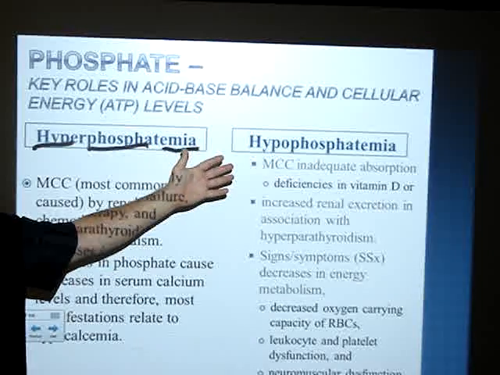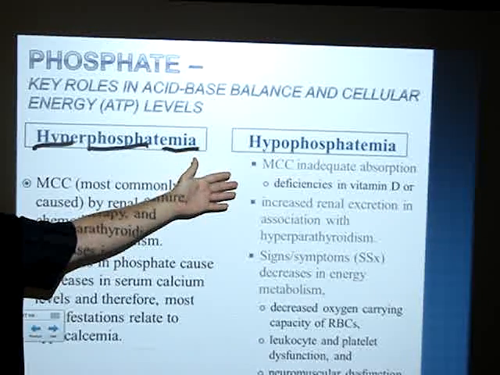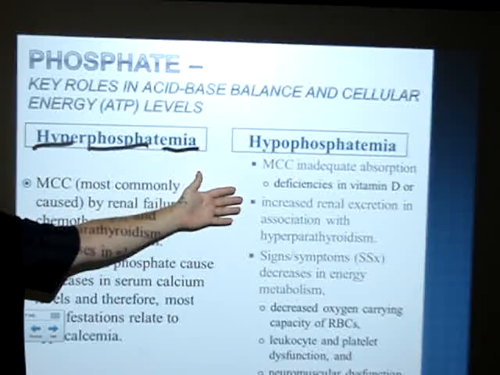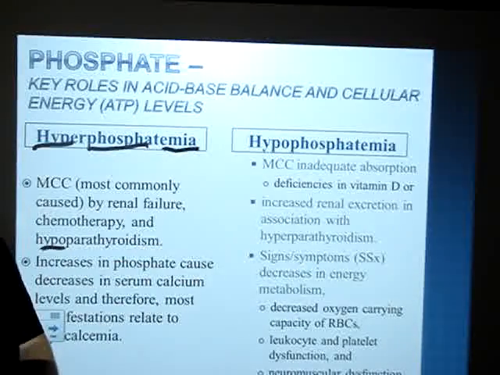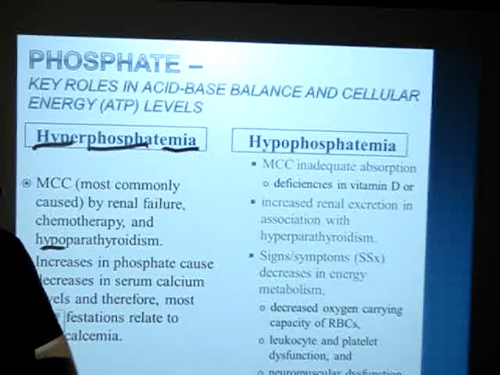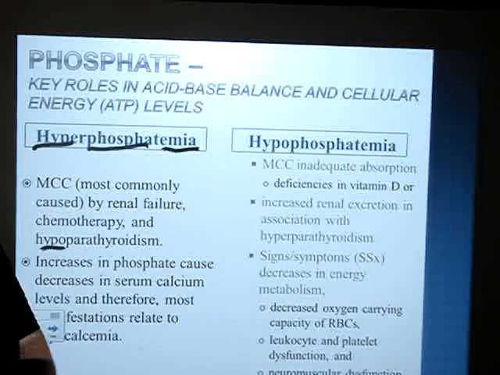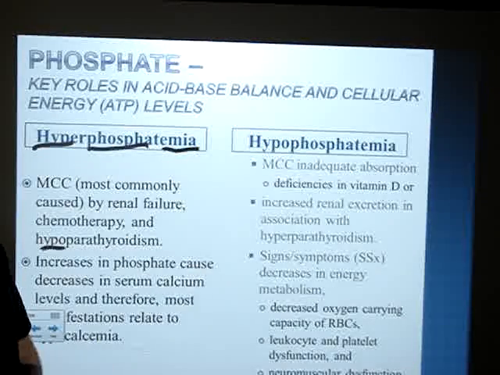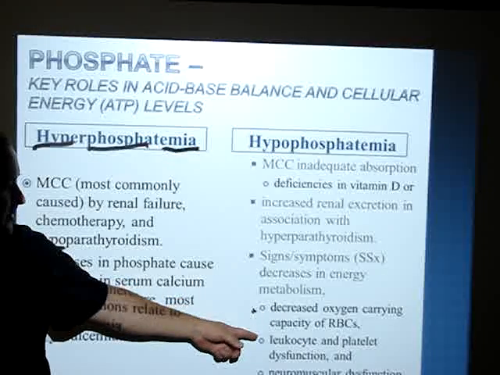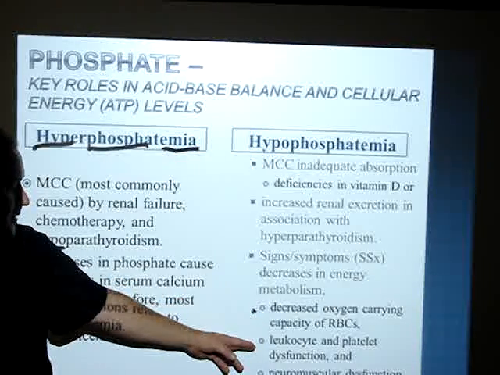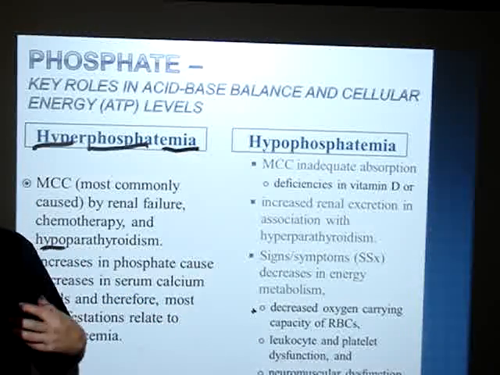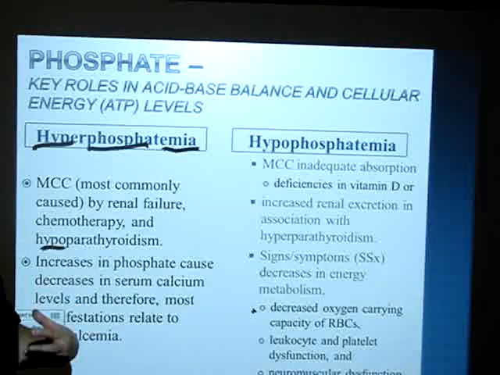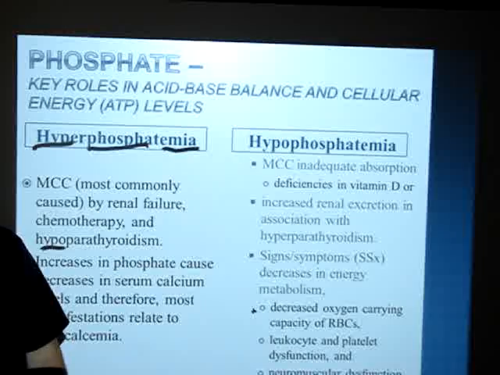Hypophosphatemia. Inadequate absorption or deficiencies in vitamin D, or again, most commonly, increased renal excretion, associated with hyperparathyroidism, the opposite. Signs and symptoms: decrease in energy. You don't have enough phosphate, so you're going to run out of energy because, again, ATP, adenosine triphosphate, makes sense. Decreased oxygen carrying capacity of red blood cells. You're going to have problems with leukocytes and platelets and neuromuscular dysfunction. Again, for a variety of reasons, this has a lot to do with all of those systems.